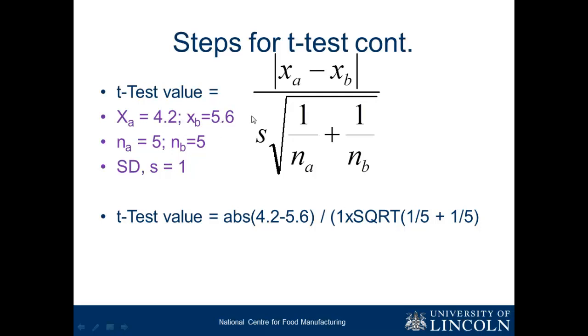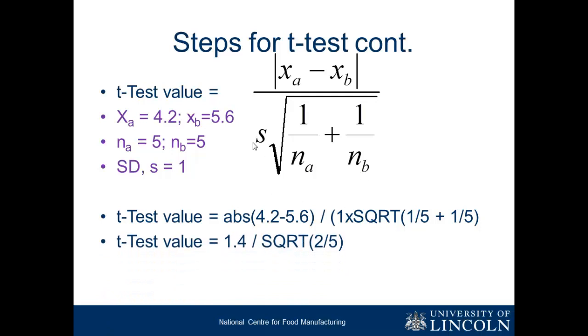Now you could see 4.2, 5.6. Somebody could say they are different. This is 5.6, this is 4.2. They are different mathematically, but we need to prove that statistically. Let's see if they are different statistically or the difference is due to error. So you have 4.2 minus 5.6, and this is divided by the combined standard deviation, 1, which is outside. Then the square root of 1 divided by 5, the number of items in A, plus 1 divided by 5, the number of items in B.